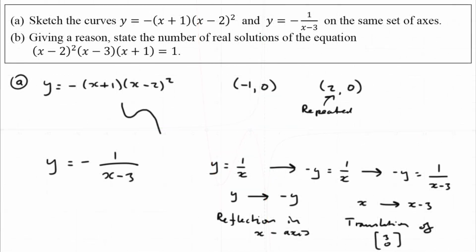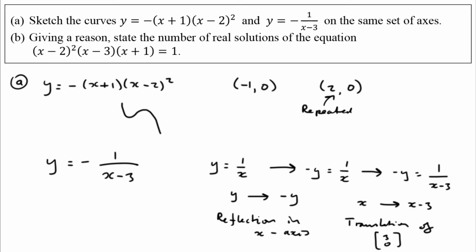The second part of the question asks us: giving a reason, state the number of real solutions of the equation (x minus 2) squared times (x minus 3) times (x plus 1) is 1. Again, that's not an equation that actually showed up in the first part. We'll see in a moment if we can work out how we can do anything with this, but first of all, there's one extra detail here that might be important.